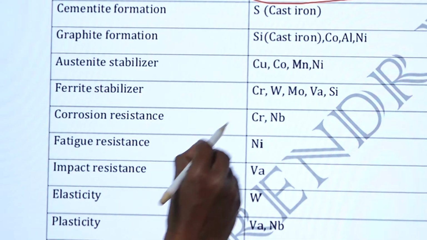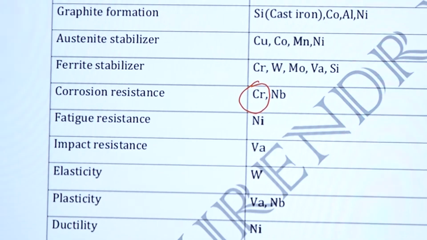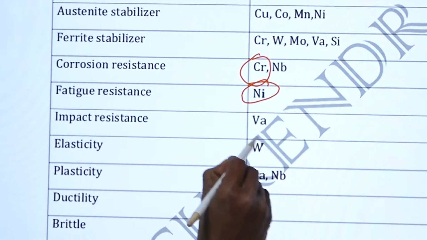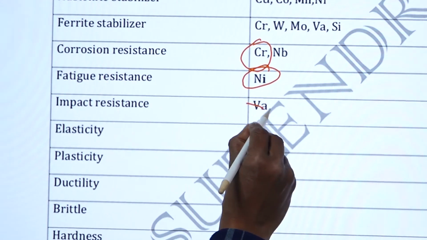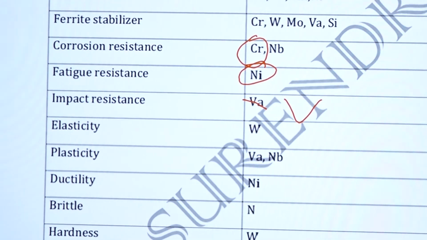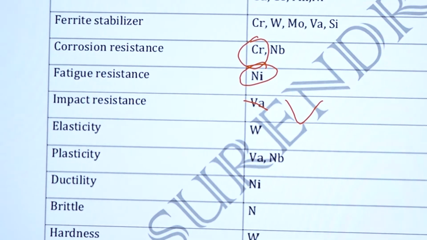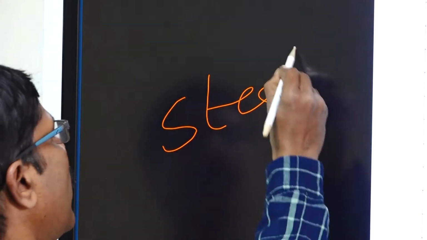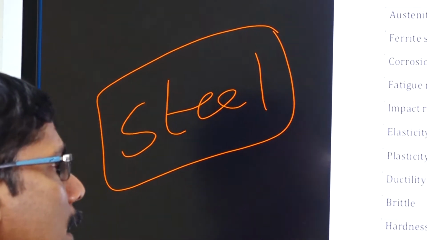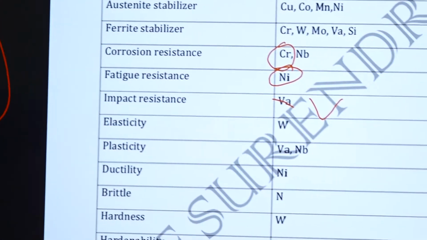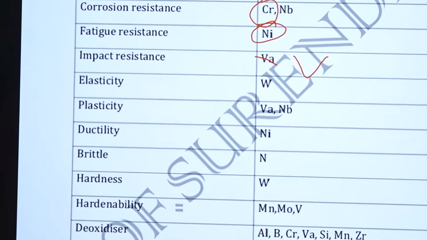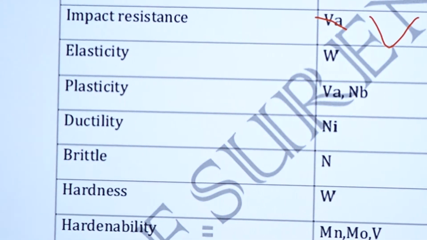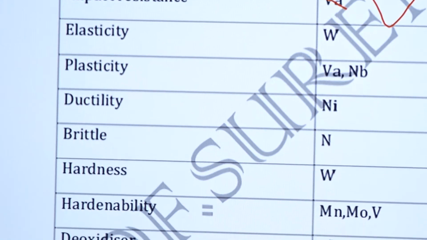For corrosion resistance, chromium is the important thing. For fatigue resistance, we add nickel. For impact resistance, we add vanadium. For elasticity, we add tungsten. These are the alloying elements added to the steel to get the required property. For brittleness, we should add nitrogen. For hardness, we should add tungsten. For hardenability, it is manganese, molybdenum, vanadium.